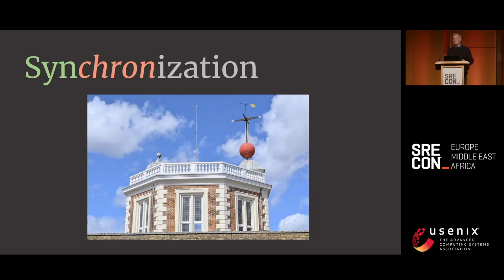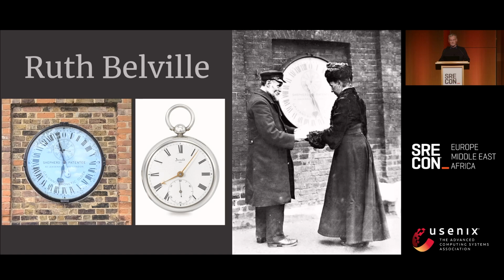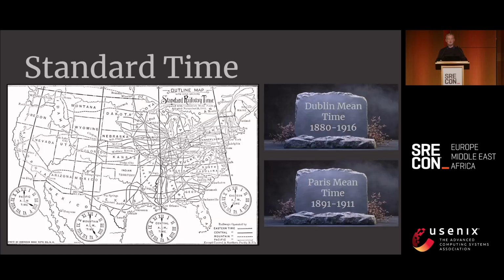In the final part of this section, let's talk about synchronization, or how to sell time. At 1 p.m. every day, the red ball is dropped, allowing ships within telescope range to synchronize their clocks. This working example is from the Royal Observatory in Greenwich. Another way to convey the time is a portable watch. Here's Ruth Belville, who continued the family business until 1940, visiting the Greenwich Observatory each morning, then traveling to her subscribers for a glimpse at this watch. The important idea here is that there's always a reference clock to synchronize to, unless you are the reference clock.